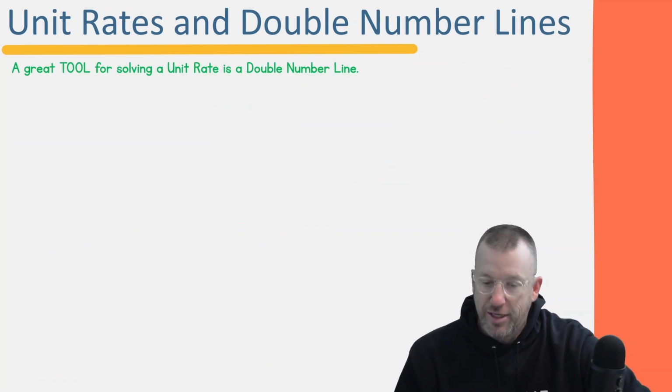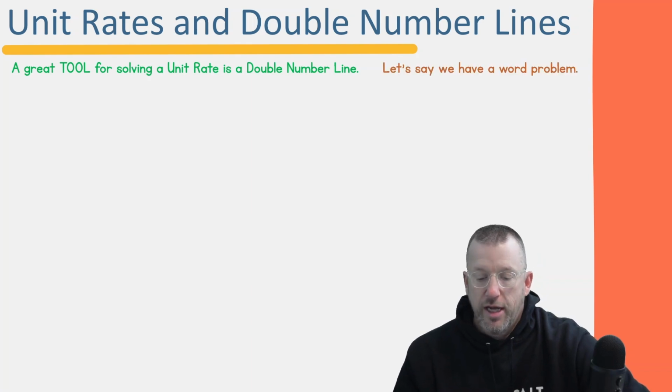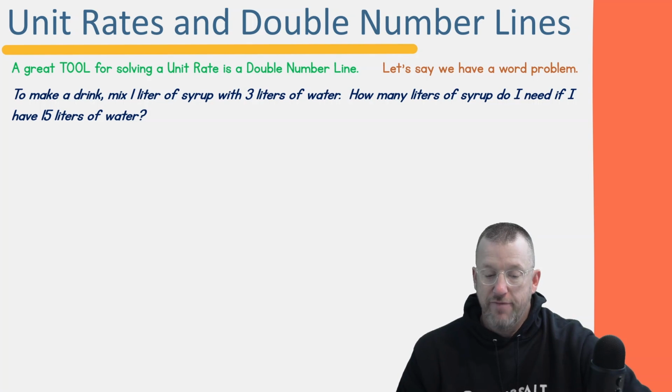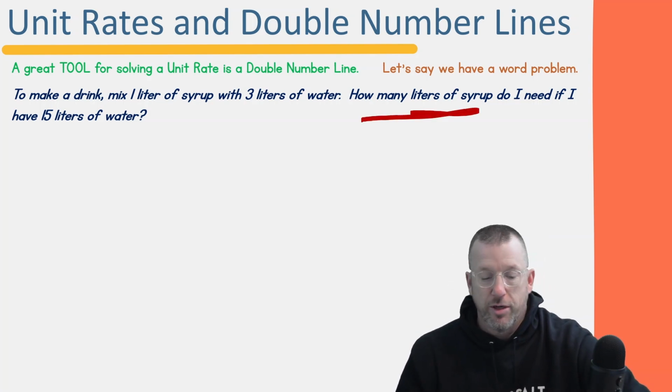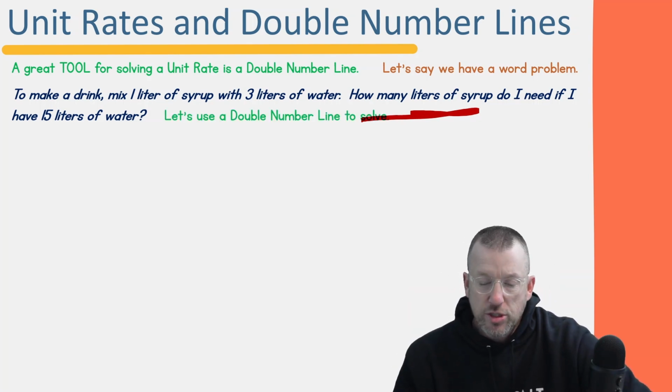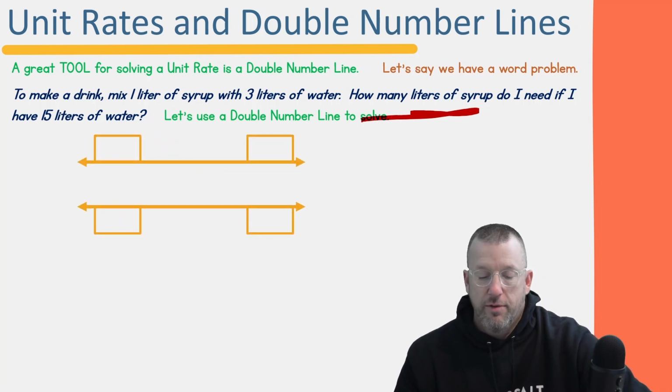You may have never heard that before, but it's a pretty cool tool. Let's do it in a word problem. To make a drink, I mix 1 liter of syrup and 3 liters of water. How many liters of syrup do I need if I have 15 liters of water? The thing we're missing right here is how much syrup we're going to need if we're going to make this bigger portion. So let's use a double number line. All right, so here we go.